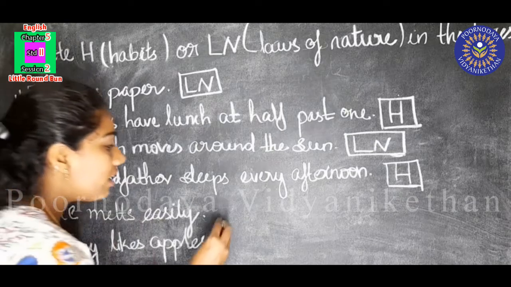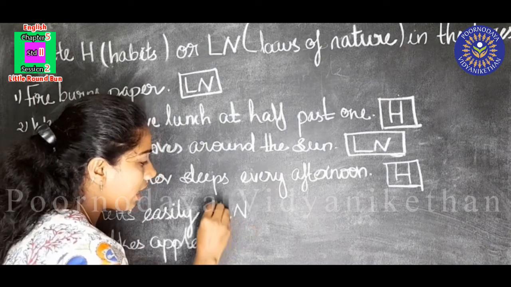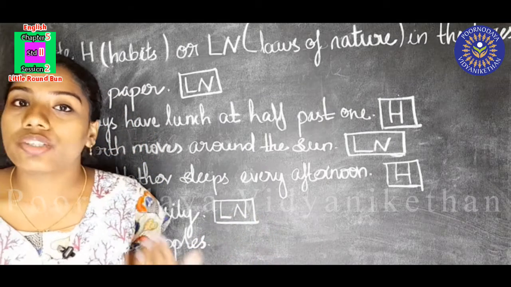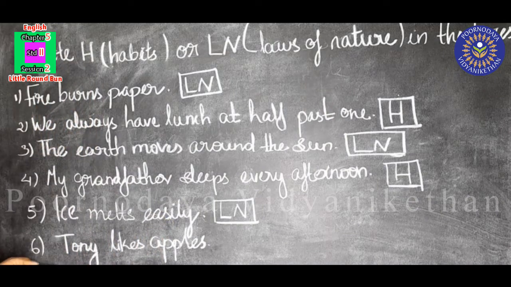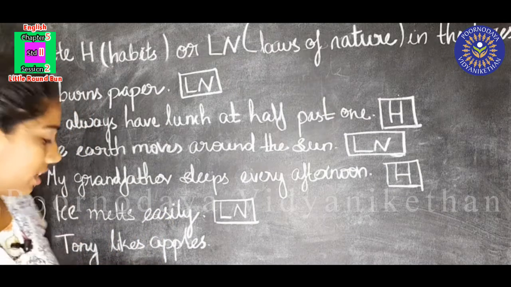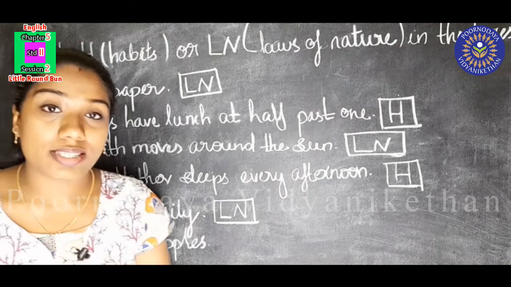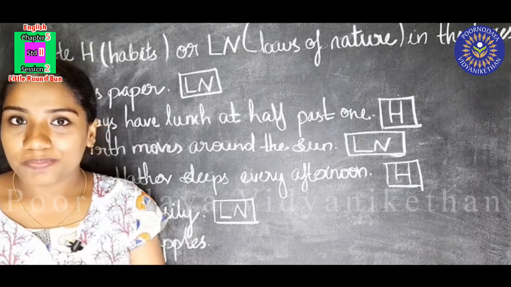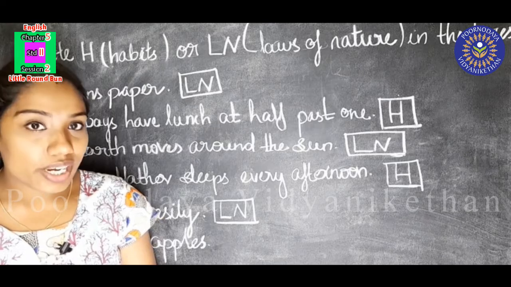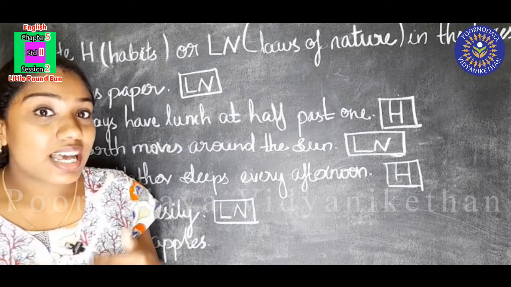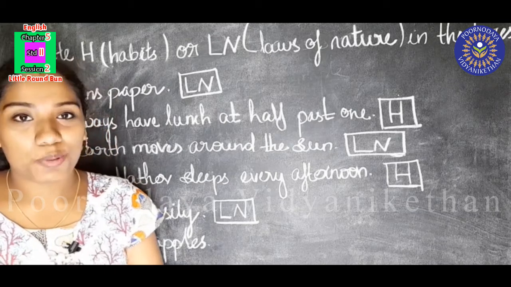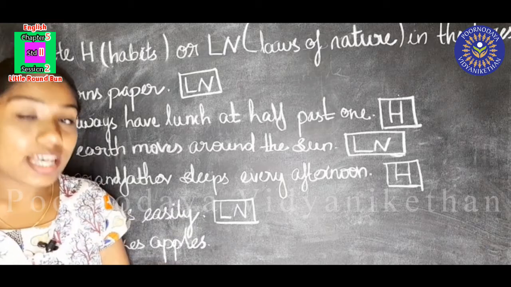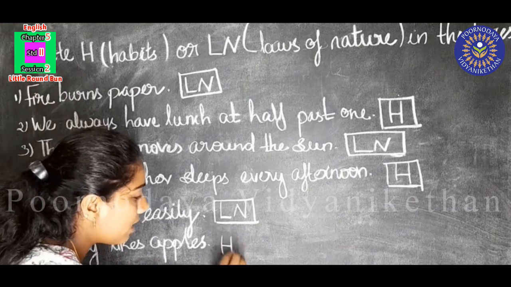So we can write here LN because it is a law of nature and we cannot do anything to change it. Now the last one. Tony likes apples. Can you tell me whether it is a habit or a law of nature? Tony is a boy and it is his habit to eat apples, isn't it? So Tony likes apples. It is his habit. So we can write H here.